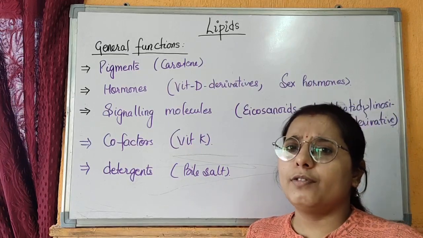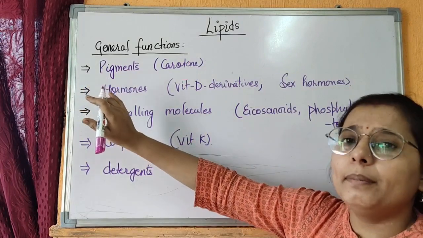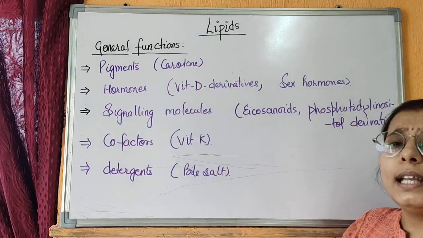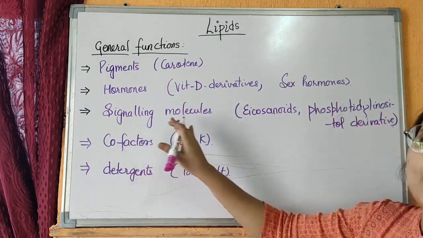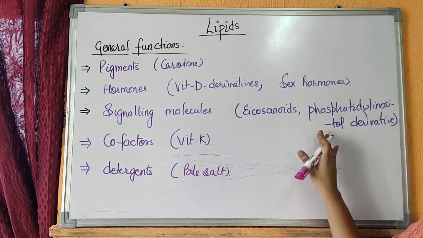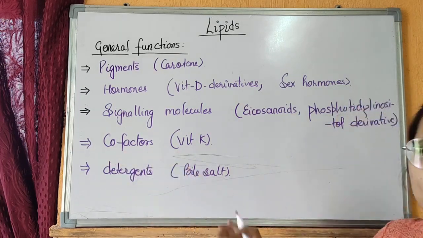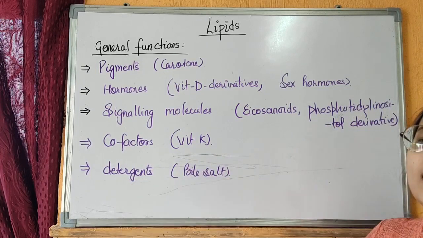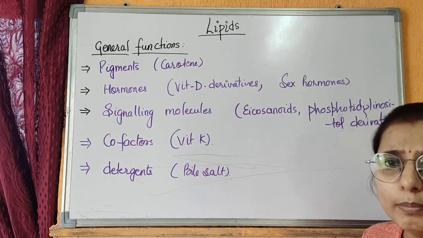Now, five general functions that are performed by lipids include: first, to act as a pigment, as in the carotene molecule. Secondly, it acts as a hormone, which includes vitamin D derivatives and sex hormones. Thirdly, it also acts as a part of signaling molecules, which include eicosanoids and phosphatidylinositol derivatives. It also plays a role as a cofactor, which includes the vitamin K molecule. Fifth, it also acts as a detergent molecule, which includes the example of bile salts.